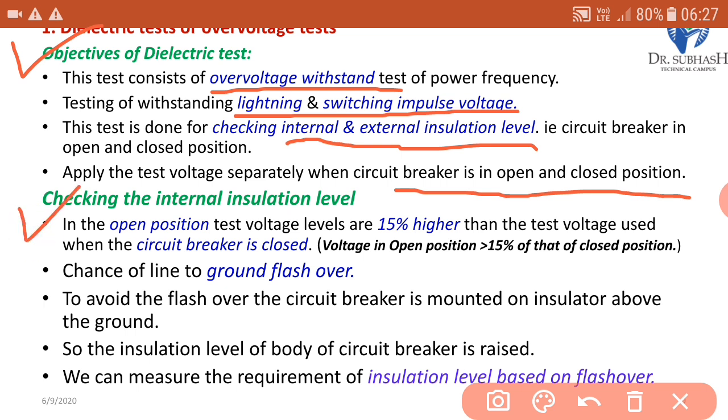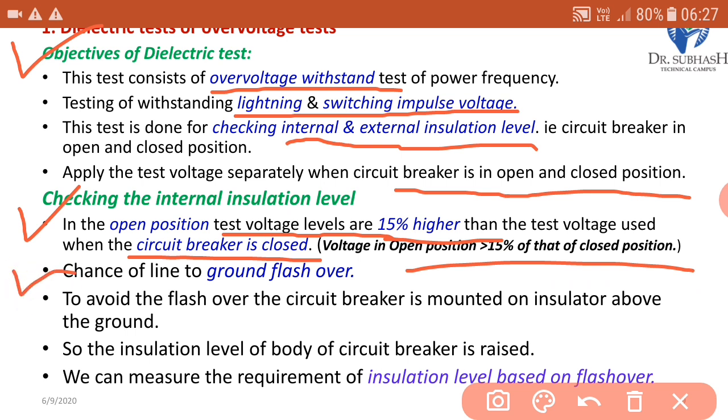Now, checking the internal insulation level. In the open position, test voltage levels are 15% higher than the test voltage used when the circuit breaker is closed. The voltage in the open position should be greater by 15% than that of the closed position. So this is the criterion for this test.